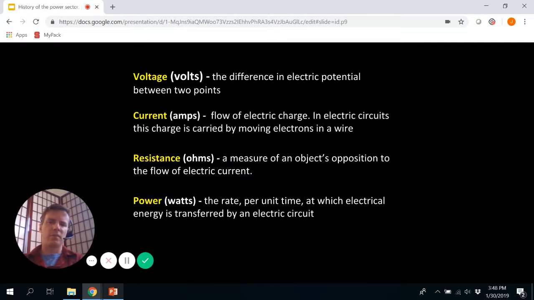So just some terminology from basic physics. Voltage, measured in volts, describes the difference in electrical potential between 2 points. Current, measured in amps, refers to the flow of electrical charge. In electrical circuits, this charge is carried by moving electrons in a wire. Resistance, measured in ohms, refers to the measure of an object's opposition to the flow of electrical current. And then power, measured in watts, is the rate per unit time at which electrical energy is transferred by an electric circuit.